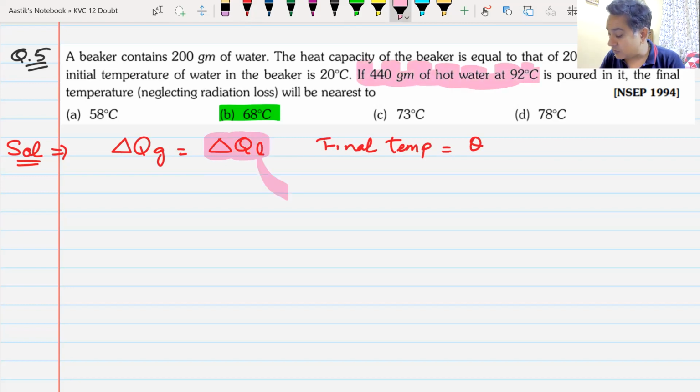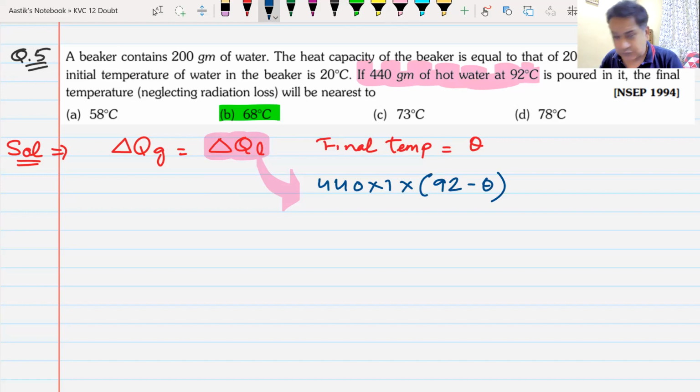So let us find out how much heat it will lose. Mass is 440, multiplied by specific heat, that is 1, multiplied by the change in temperature, that is 92 minus theta. Do we understand this? Yes or no? Yes, sir. Now let us find out who is going to gain heat.